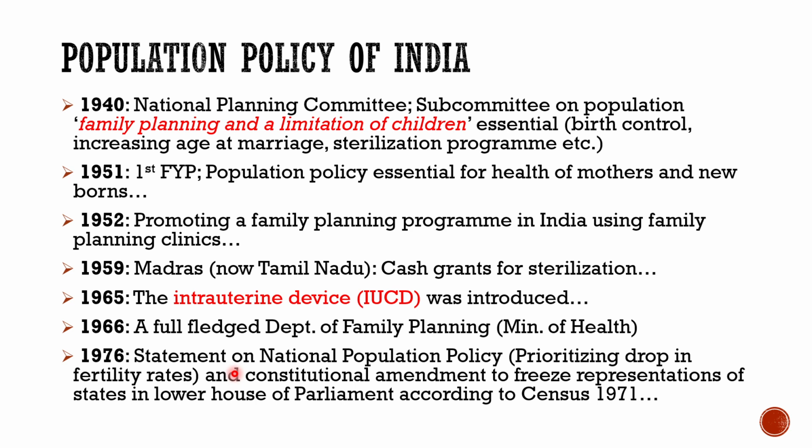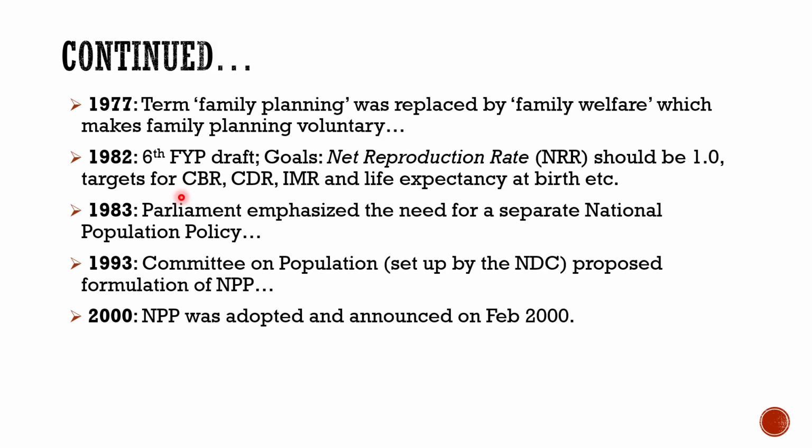So according to the 1971 population, the seats are allocated to the states, and it won't be increased further if we don't amend it. In 1977, the term family planning was replaced with family welfare, and the purpose was to make the family planning program voluntary.